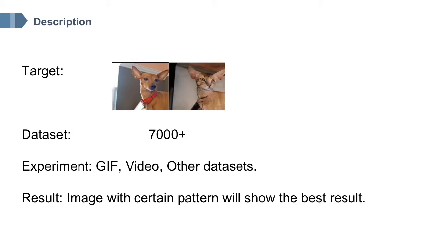The dataset includes 7,000 cat-to-dog images. After we got the model, we did some experiments like GIF transfer or video transfer. And the result we get shows that images with certain patterns will show the best result, while there are also some failure examples.